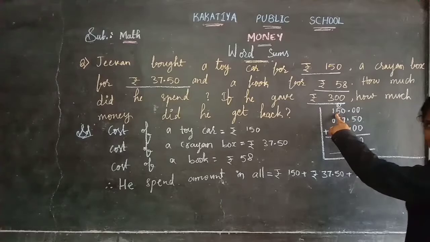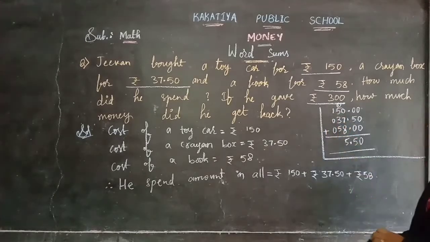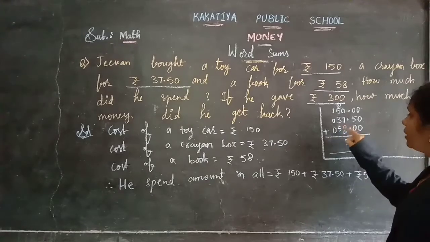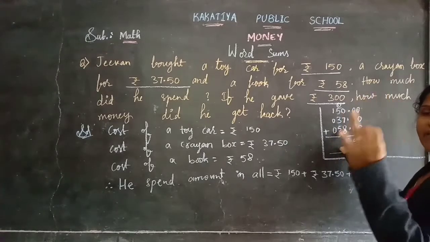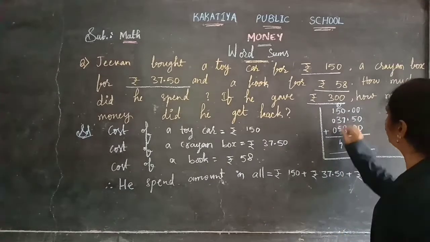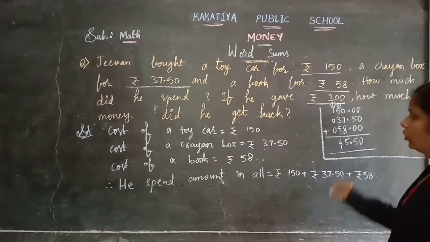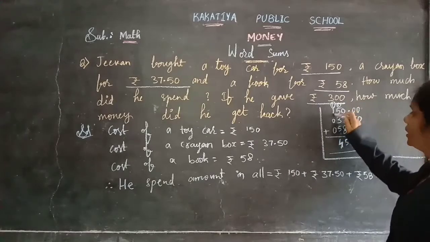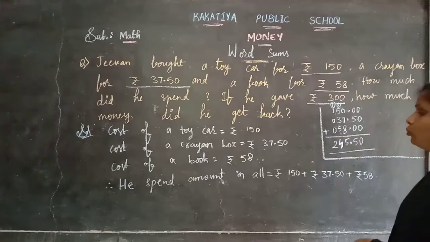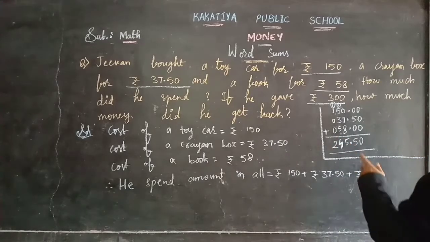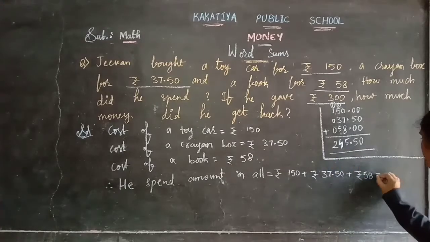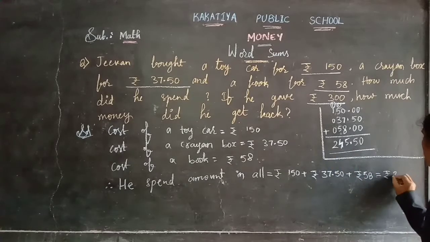Now 1 plus 5 is 6. 6, after next 3 numbers, means 7, 8, 9. Now 9, after next 5 numbers: 10, 11, 12, 13, 14. So we are getting 14 here. So 4 here, 1 carry. Okay. Now 1 plus 1 is 2. 2 plus 0 is 2 itself. 2 plus 0 is 2 itself. So what is the amount of the three things together? 245 rupees 50 paise.